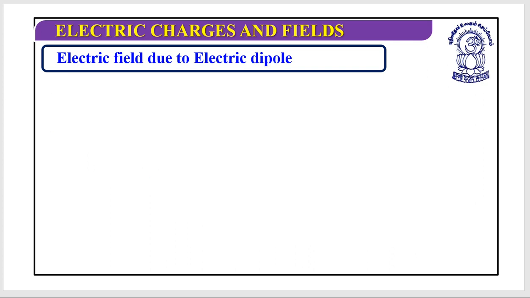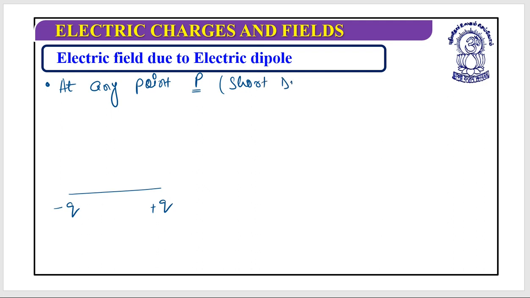Okay, let's move to the next: electric field due to electric dipole. We need to find this at any point P. So the situation would be something like this. Let's say this is minus q, this is plus q, and this is valid for a short dipole only.